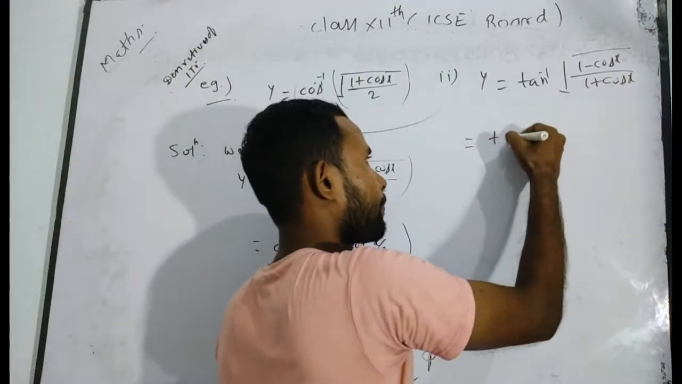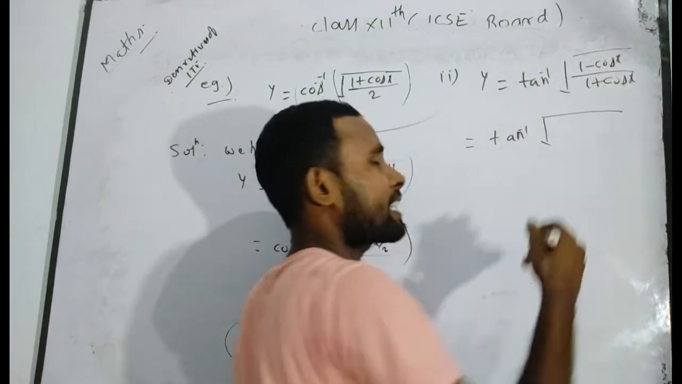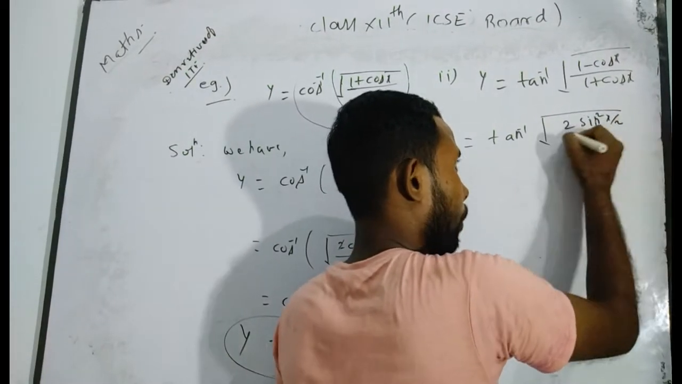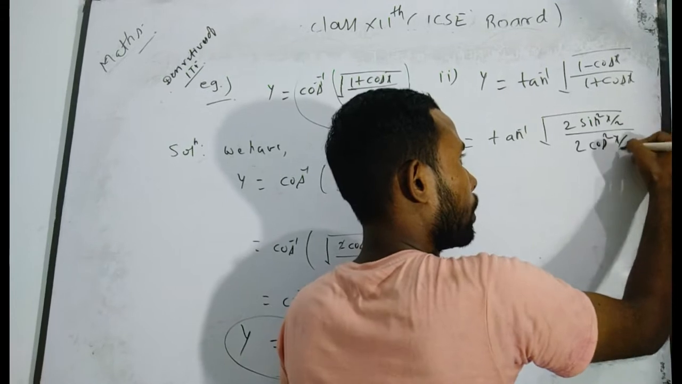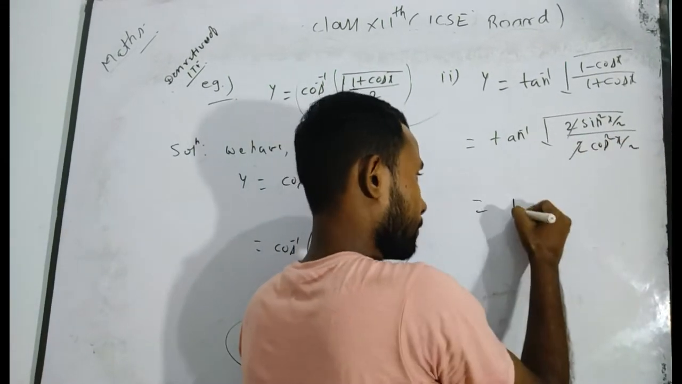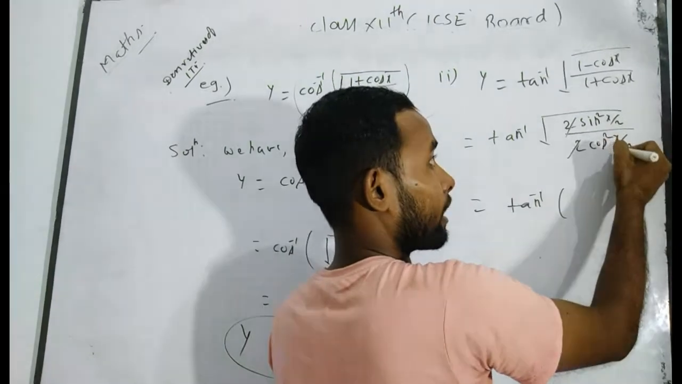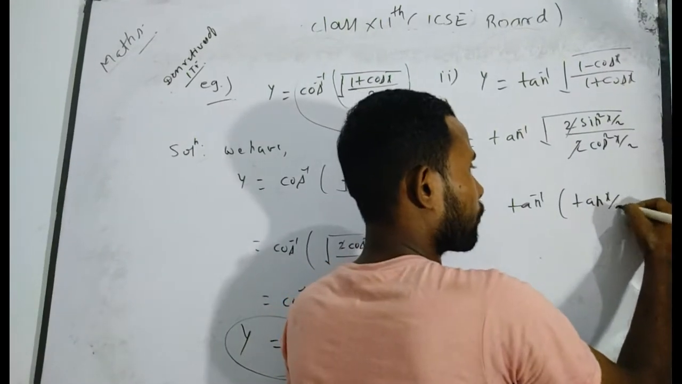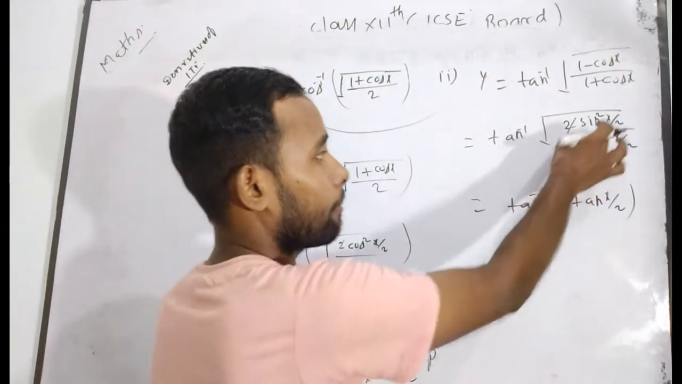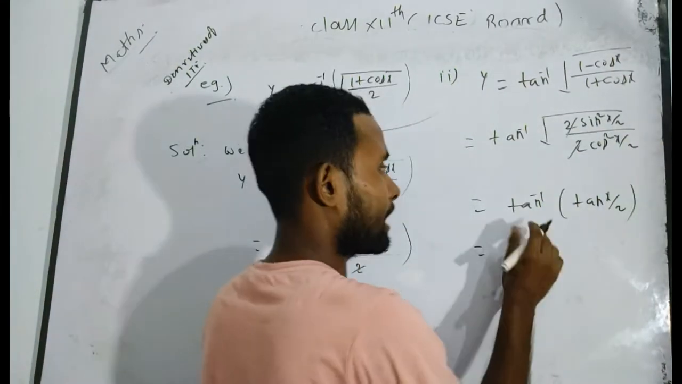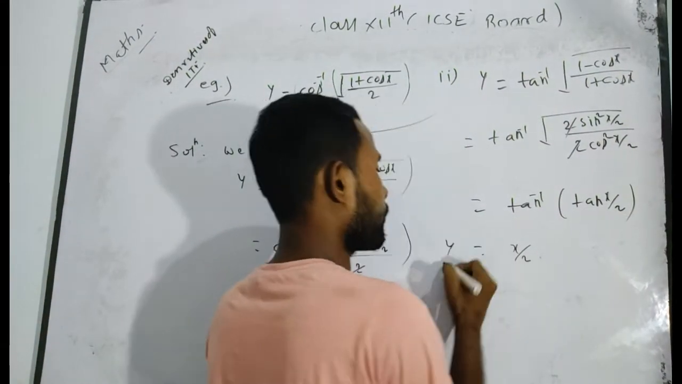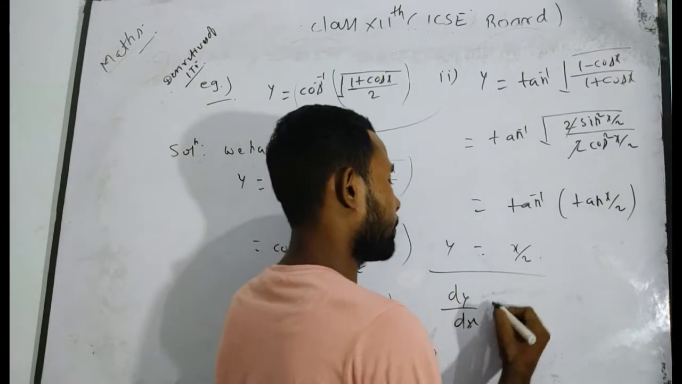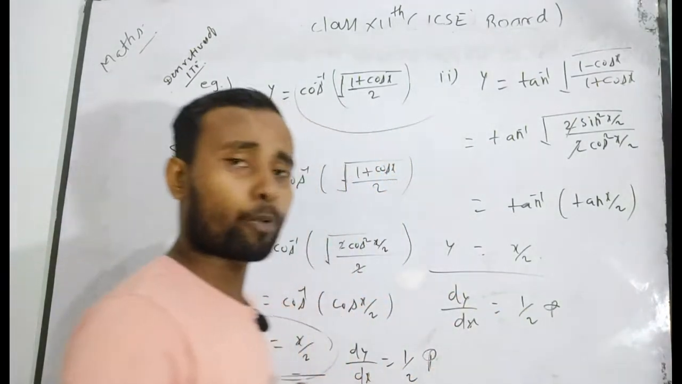How can you simplify? As you know, 1 minus cos x is equal to 2 sin square x by 2, and 1 plus cos x is equal to 2 cos square x by 2. The 2 cancels, and it will be tan inverse of root under sin square x by 2 over cos square x by 2, which means root under tan square x by 2. You can take tan x by 2 out of the root. Finally, tan inverse tan theta will be x by 2. Now, y is equal to x by 2. After differentiating both sides with respect to x, it will be 1/2. Again, you get 1/2.